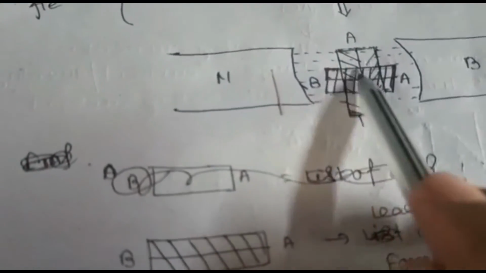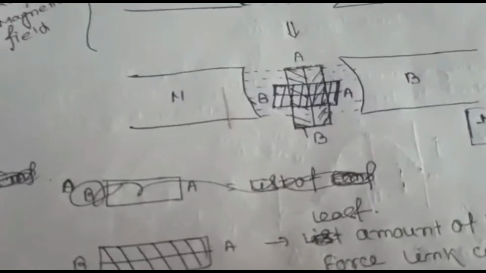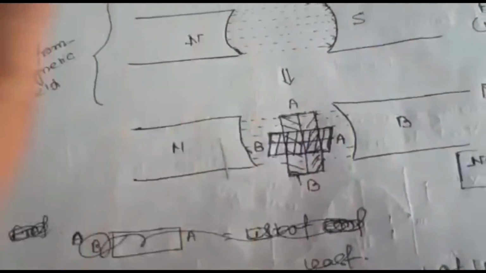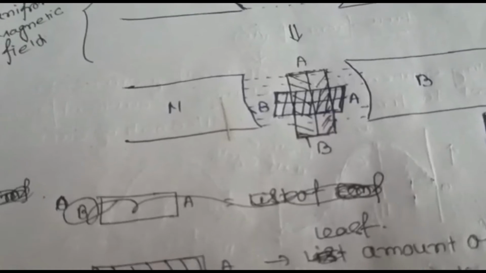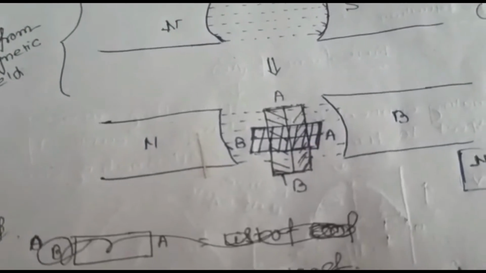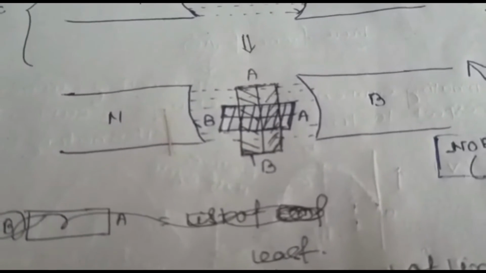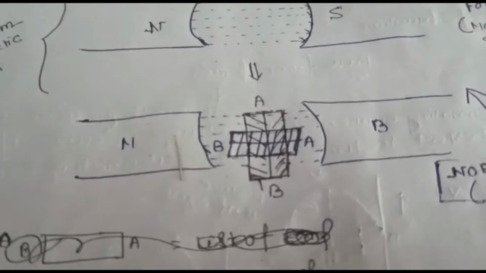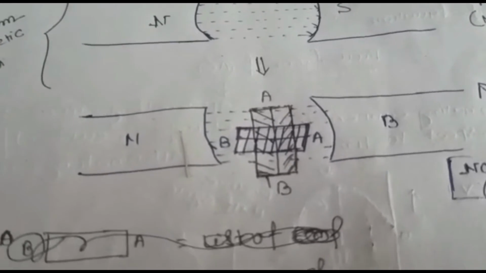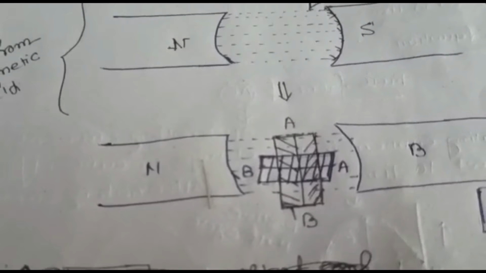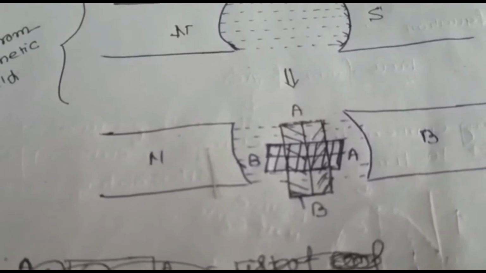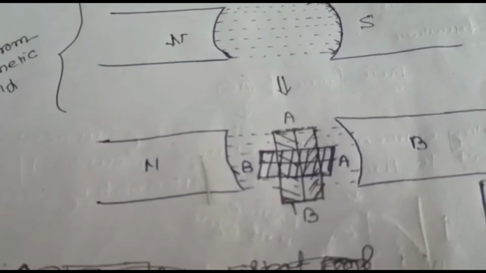Suppose we look at this position, this is the first position, A and B. In this position, the magnet does not move and the conductor does not move. So both are in rest condition, so no EMF is produced. If we try to move this conductor, then lines of force are introduced to the conductor and EMF is produced.